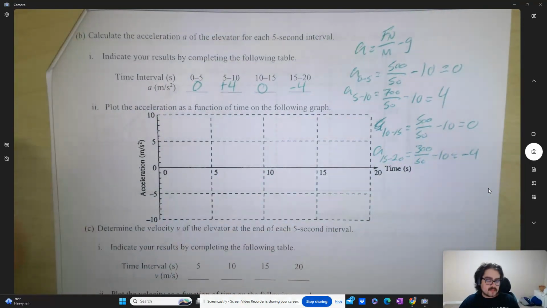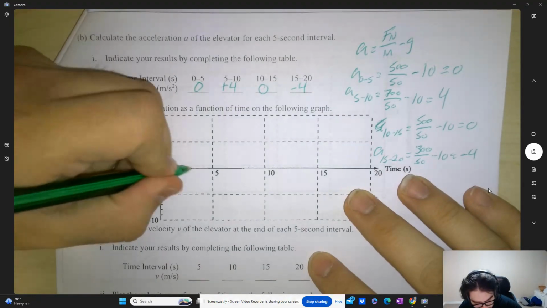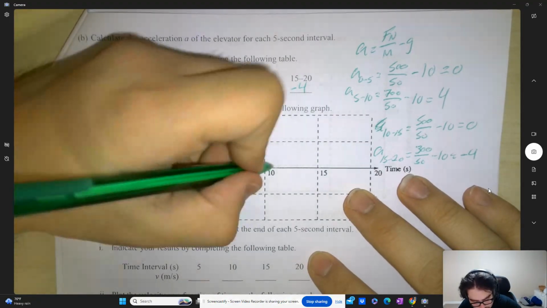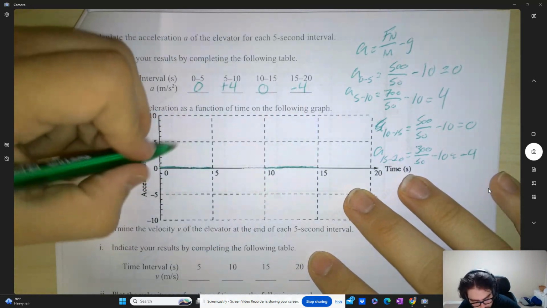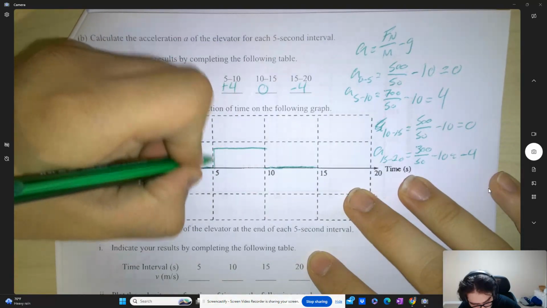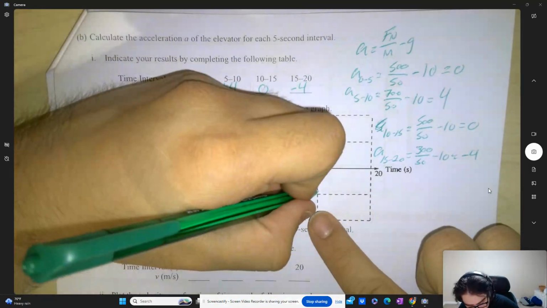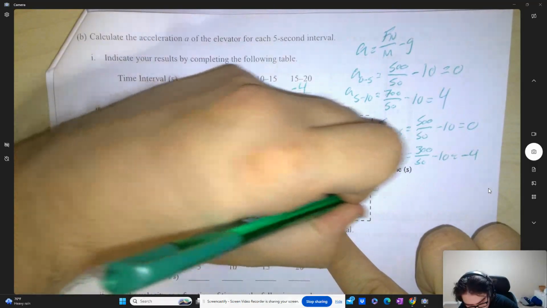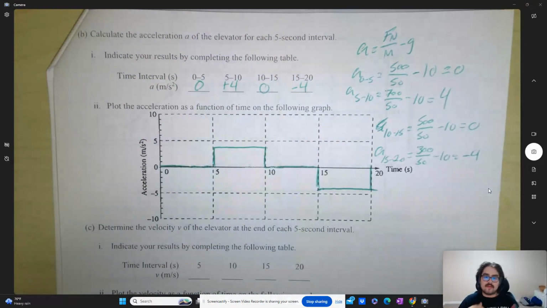So to plot the acceleration as a function of time, we have 0 acceleration for the first segment and 0 for this middle segment right here, but then it goes up to +4 right about here, okay? And then it goes down to -4 right about here, okay? So there you go. That's how you get that.